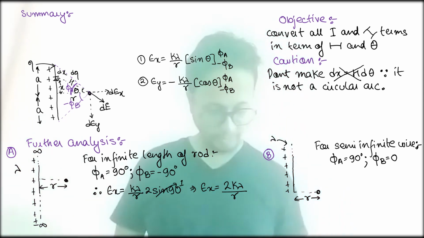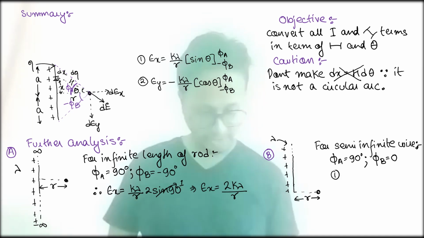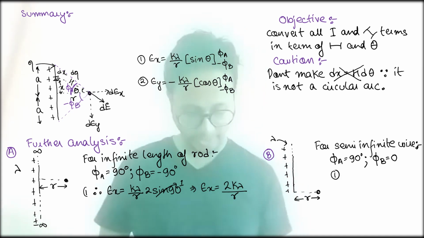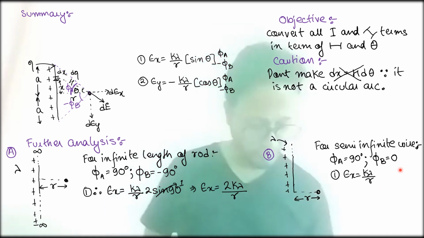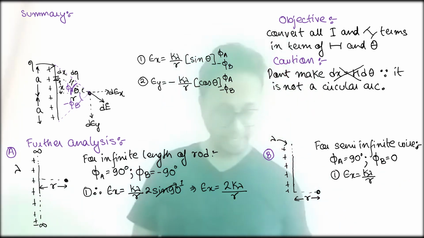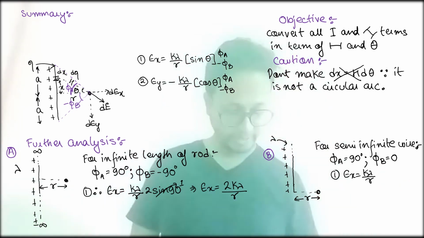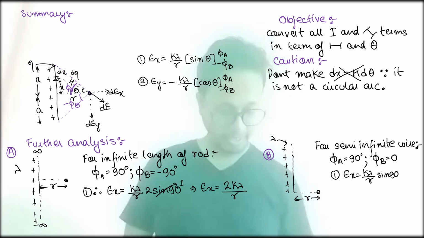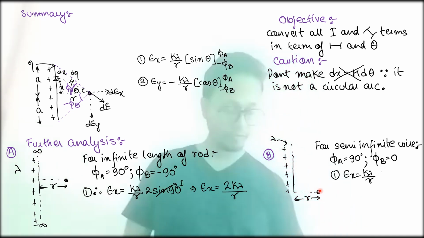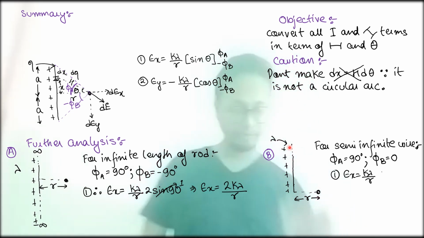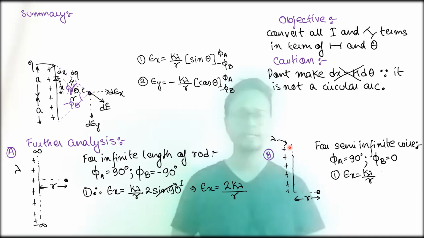If we substitute the values, the horizontal component of electric field Ex is equal to k lambda by r. I'm just applying this formula here: k lambda by r into sine of 90 minus sine of 0. So it is nothing but sine of 90, which is equal to 1. So the x component of electric field would be k lambda by r. But here the y component of electric field would not get cancelled. Why? Because there is no bottom part to cancel out the top part.